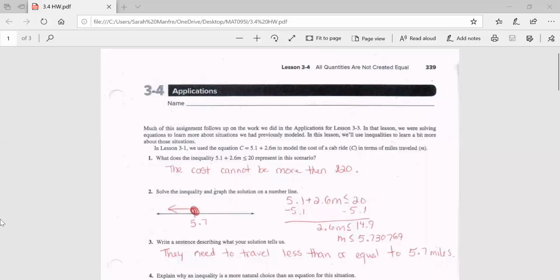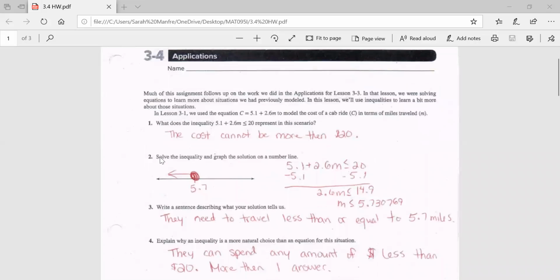All right, so here are the solutions to the 3-4 applications part of the homework. This is the equation that we've been looking at throughout the lesson, and it's modeling the cost of a cab ride C in terms of miles traveled M. Question 1 says, what does the inequality 5.1 plus 2.6M less than or equal to 20 represent in the scenario? Basically it wants to know when the cost cannot be more than $20. So how many miles can you travel so that you're not spending more than $20?